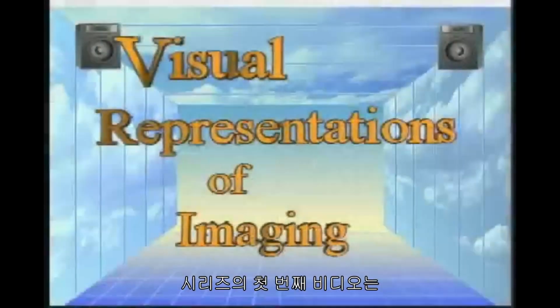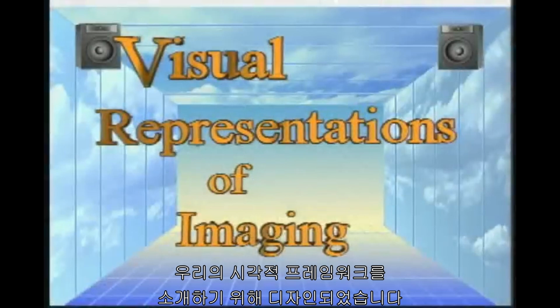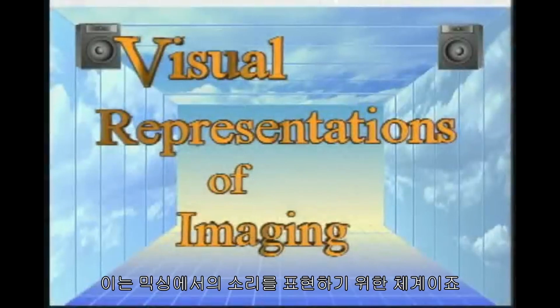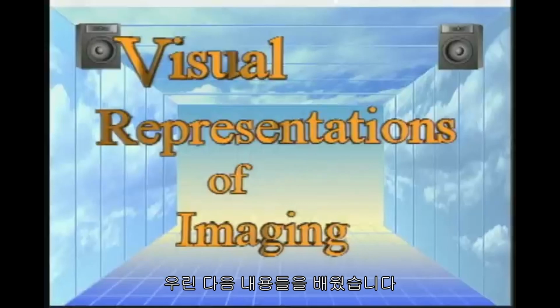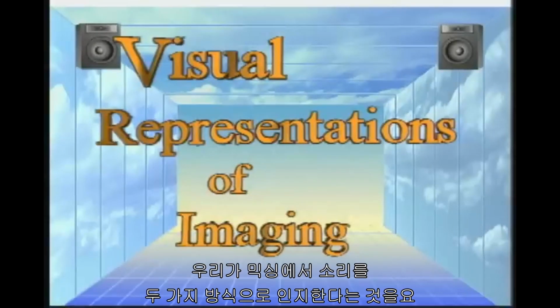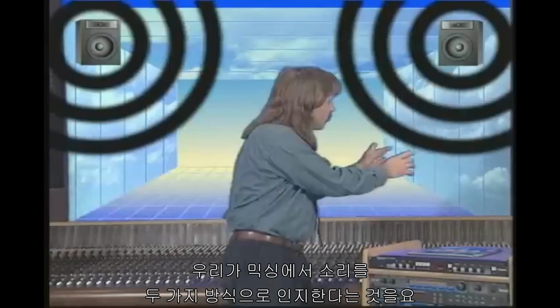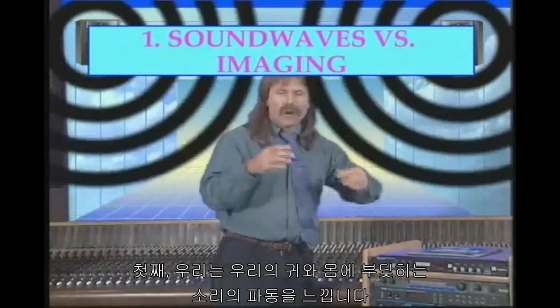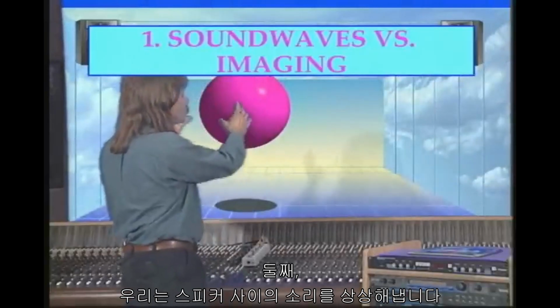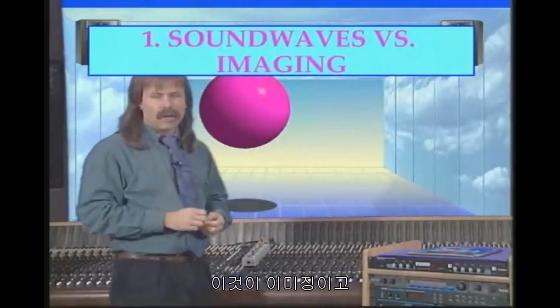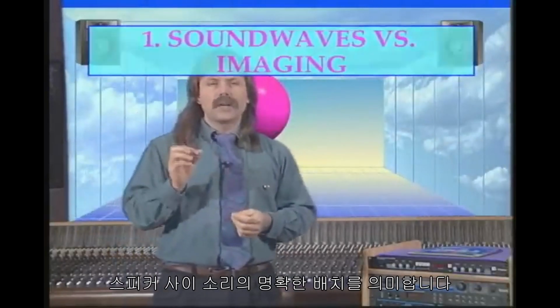The first video in the series was designed as an introduction to our visual framework for representing sounds in a mix. In this video we have covered, and you've learned, that we perceive sounds in a mix two ways. One, we feel the sound waves hitting our ears and our body. Second, we imagine the sounds between the speakers. This is imaging, the apparent placement of sounds between the speakers.